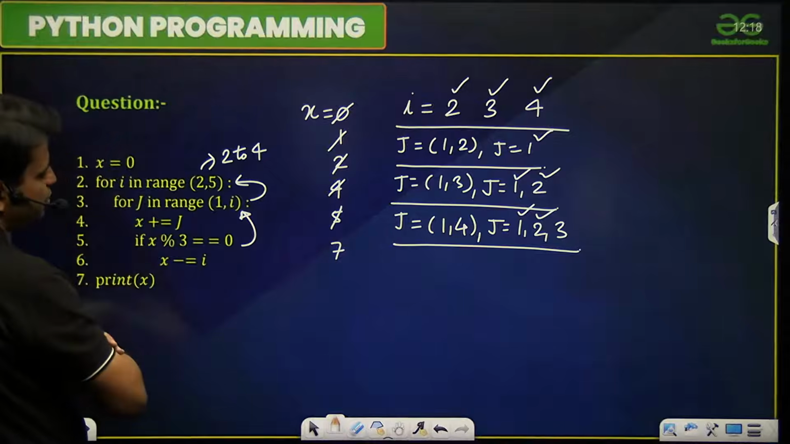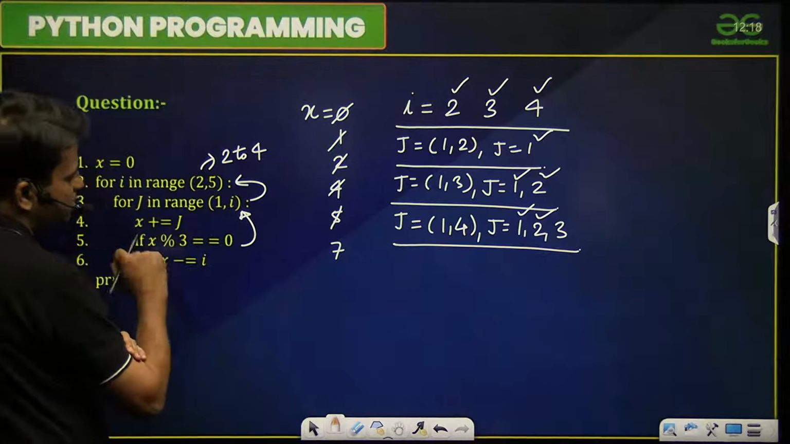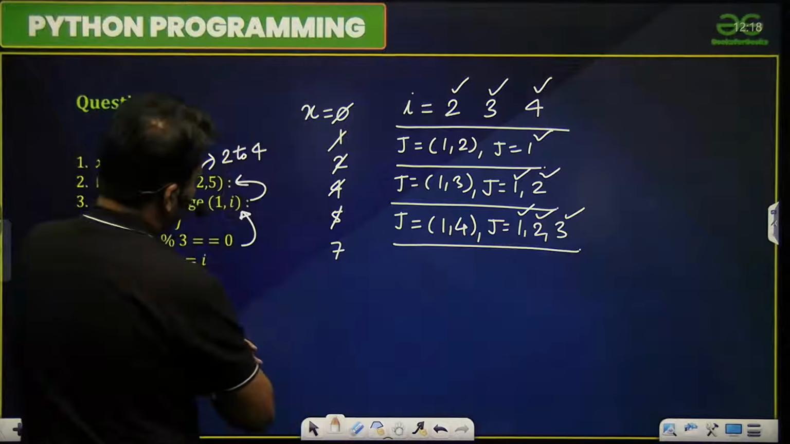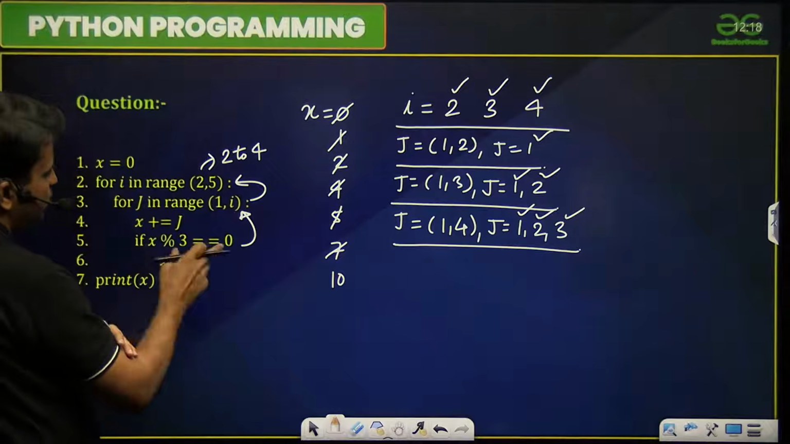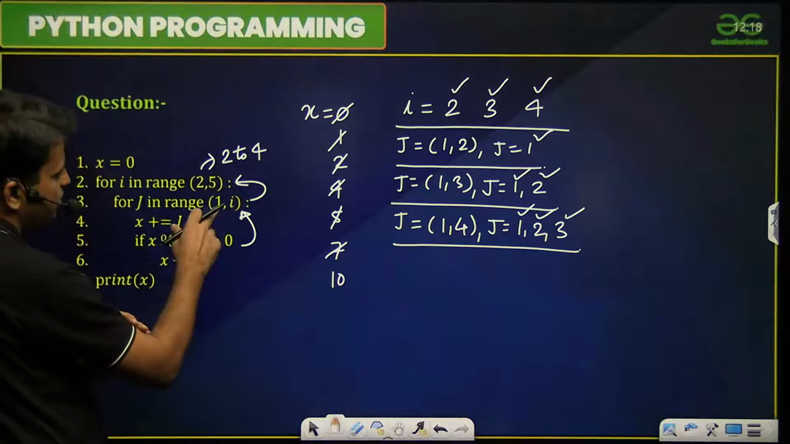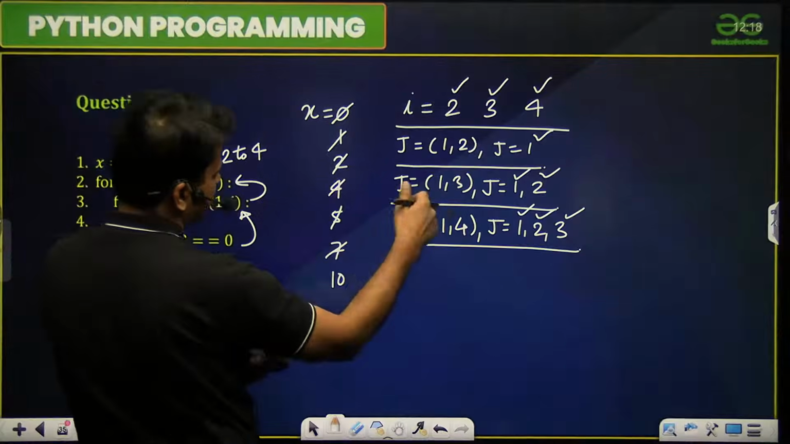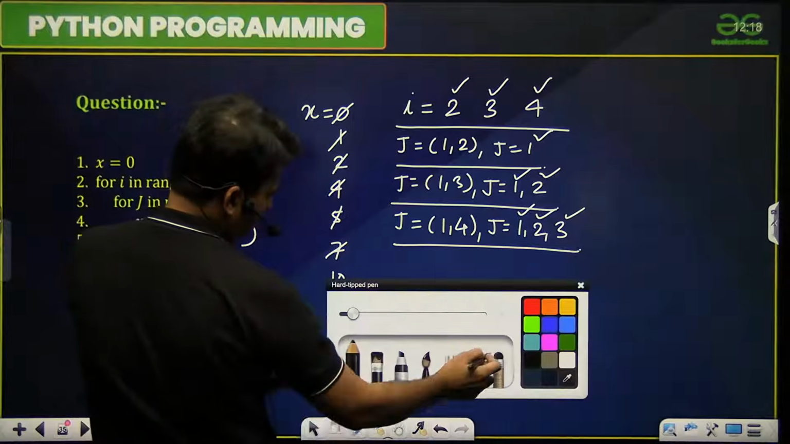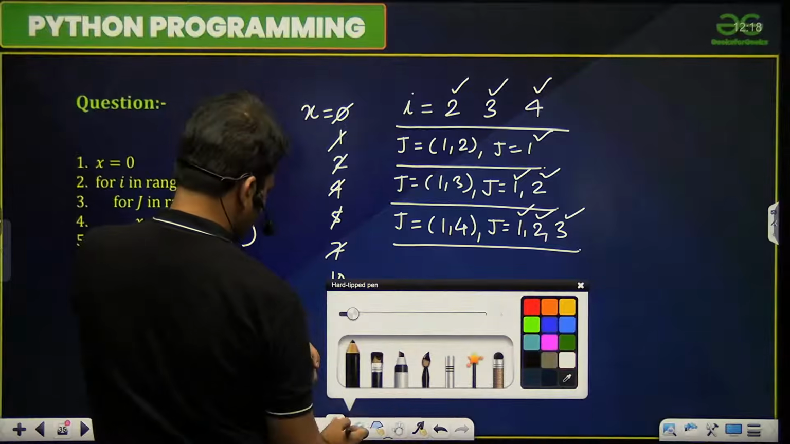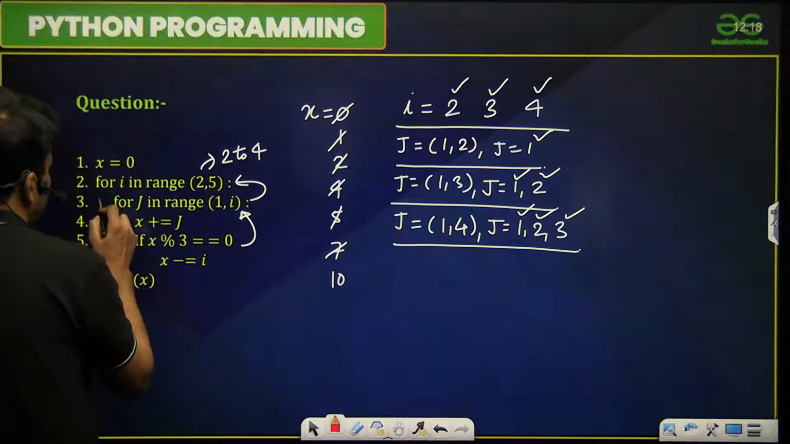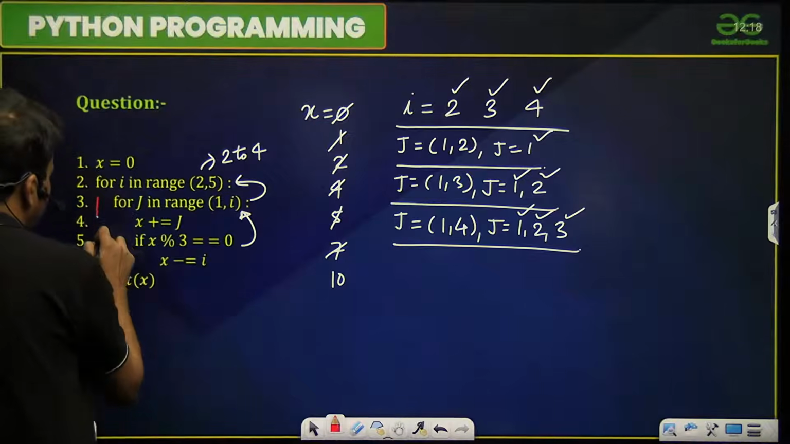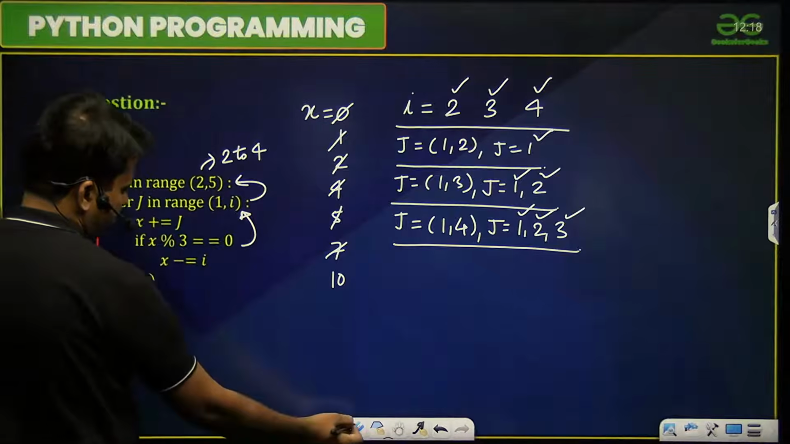7 modulus 3 equals to 0? No, sir, condition false. Again go to this one. So j equals to what, sir? 3. So x equals to x plus j. So it will be 10. Sir, 10 modulus 3 equals to 0? No, sir. Again go to this one. So completely iterate the outer loop. You exit from this outer loop. Okay. So after complete iteration you come to this position and print x.